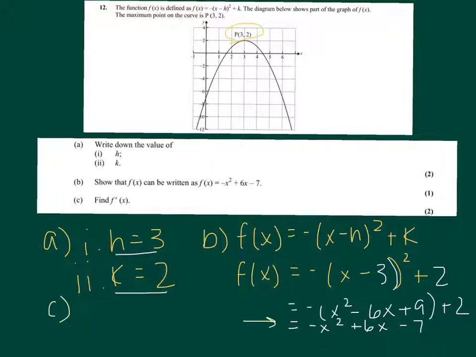So the derivative of this function would be negative 2x plus 6. And that's part C. And now, on to part D.